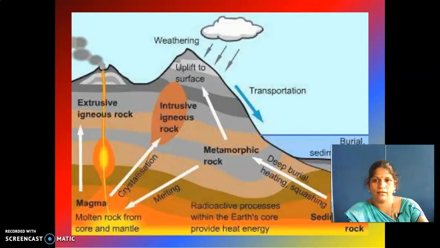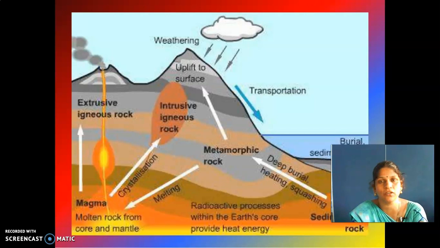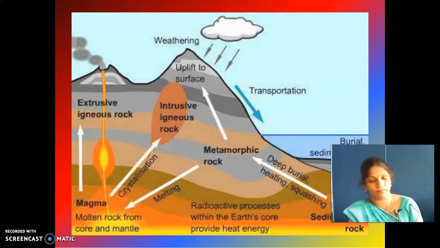Yes. Listen. Extrusive and intrusive. Weathering, uplift, surface, intrusive rocks, then extrusive rocks. Metamorphic rocks: deep burial, heating and squashing. Weathering carries material through transportation by water, and it gives sedimentation. Okay children? Yes.